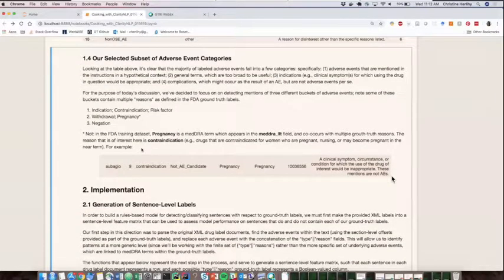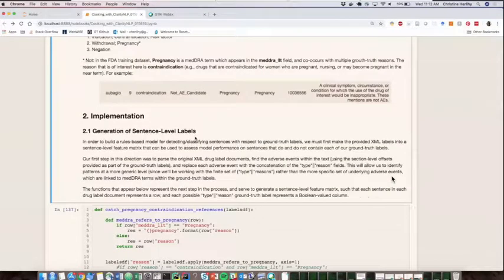interested or digs into the data, you'll notice quickly that pregnancy is not actually an adverse event reason. It can instead occur with several different reason categories, the most common of which is contraindication, and then pregnancy will appear under the MedDRA information. So basically the interpretation there is that this might be a drug which is contraindicated for pregnant women. So that's relatively intuitive, but I thought it's worth mentioning.